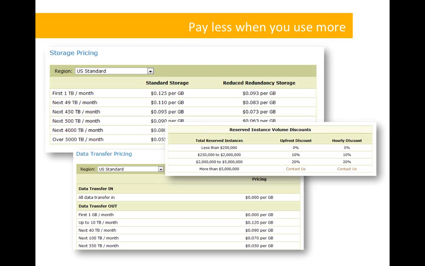The same is true for data transfer. As you know, all data transfer into AWS is free. We don't charge you for data transfer into AWS. And when you transfer data out of AWS, we charge you less per gigabyte when you are using more. So the more you use, the less you pay.